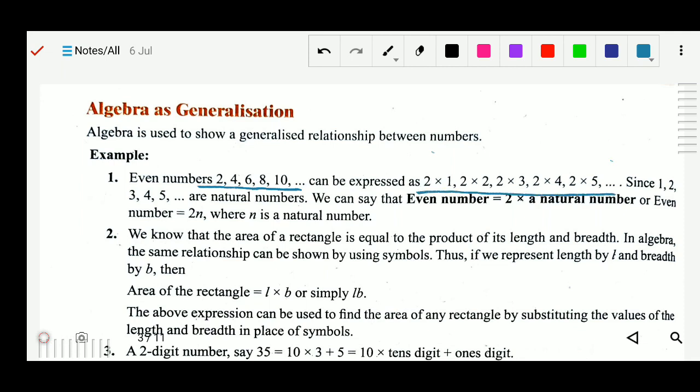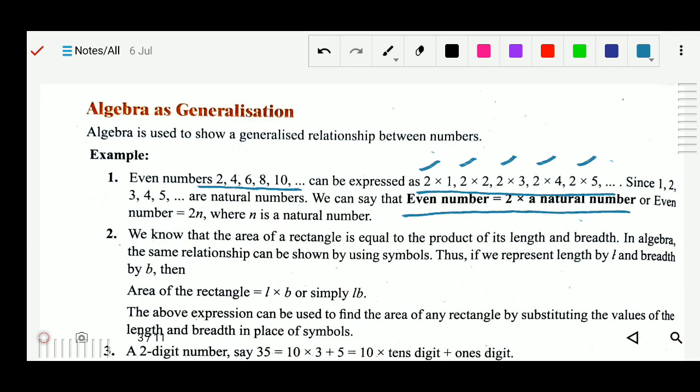It means that we can understand that we are multiplying a natural number with 2. You can see 2 is common in each term, so we are multiplying 2 with each natural number, different natural numbers, and we can get the even number. So it means this is the generalized form. Even number equals 2 into natural number, means if we multiply any natural number by 2, the result will be an even number. Okay, so this is the general form.